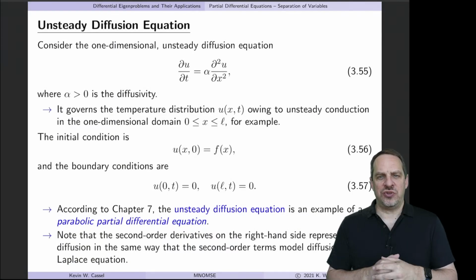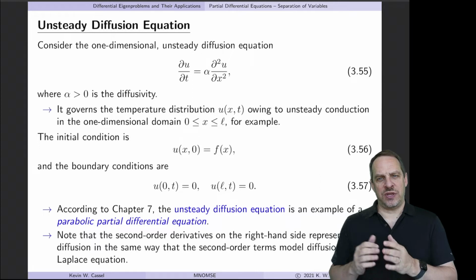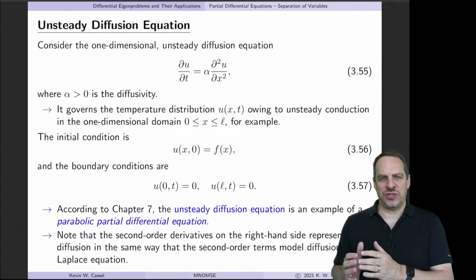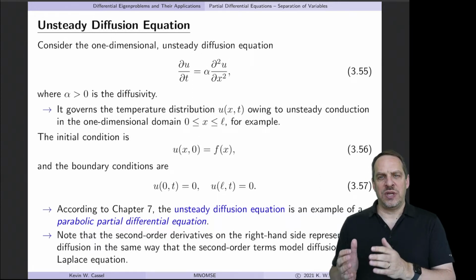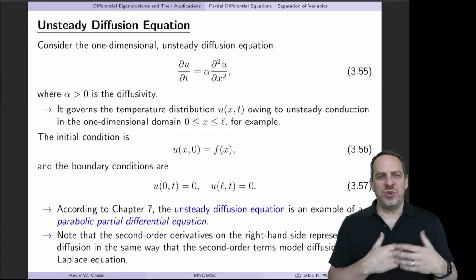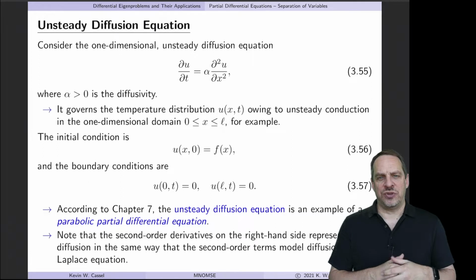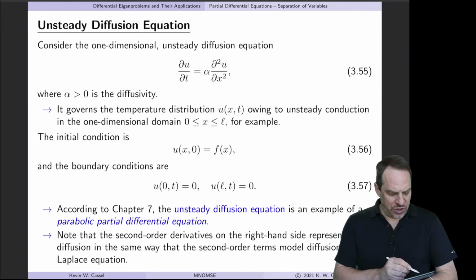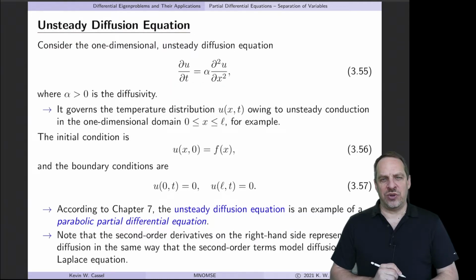In the previous video, we introduced the separation of variables technique that can allow us to take a partial differential equation in multiple independent variables and, using separation of variables, convert that into a differential eigenproblem. And then we used the Laplace equation as an example to show how the technique is used. Here we're going to focus on the unsteady diffusion equation: partial u partial t is equal to alpha partial squared u partial x squared.